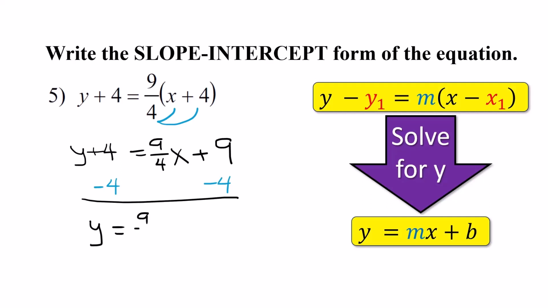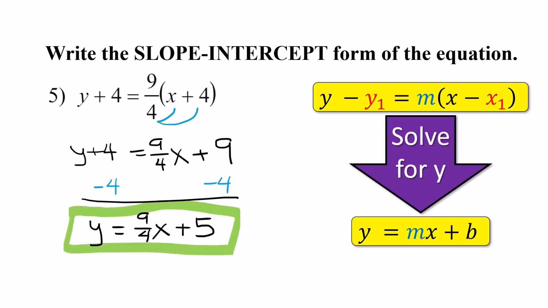And we end up with y equals 9/4 x plus 5. And that is your final answer. It's now in slope-intercept form.